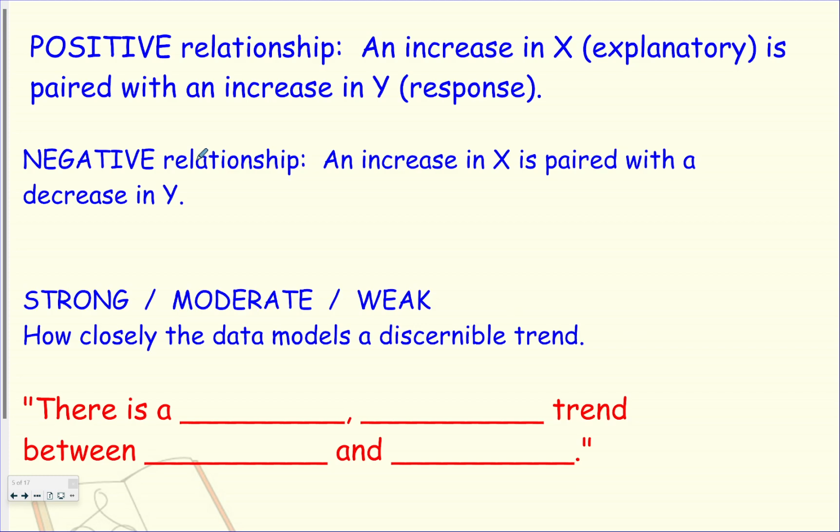The one part that becomes a little bit more subjective is strong, moderate, weak trend. So we want to know how closely the data models some sort of discernible trend. Now, most of the time we're going to talk linear trend, but there are cases where we might think about a trend that is not linear, and we'll get into that as we go through. So let's go back to our graph.